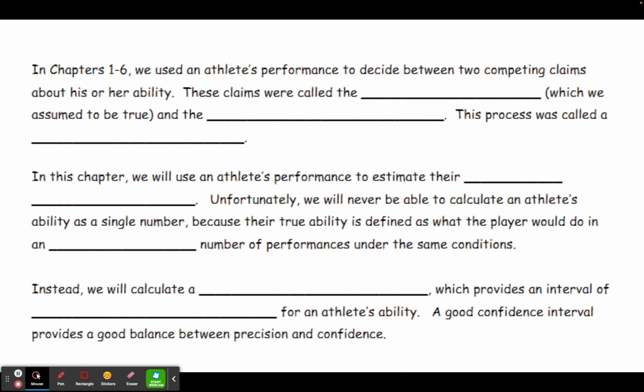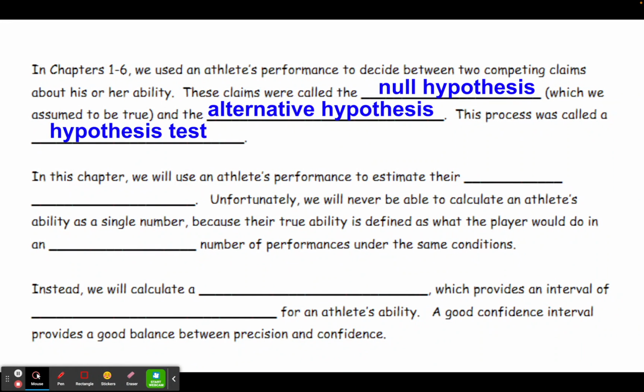So, in chapters 1 through 6, we used an athlete's performance to decide between two competing claims about his or her ability. These claims were called the null hypothesis, which was the claim that we assumed to be true, and then the alternative hypothesis. The process that we used was called a hypothesis test. In this chapter, we're going to use an athlete's performance to estimate their true ability.